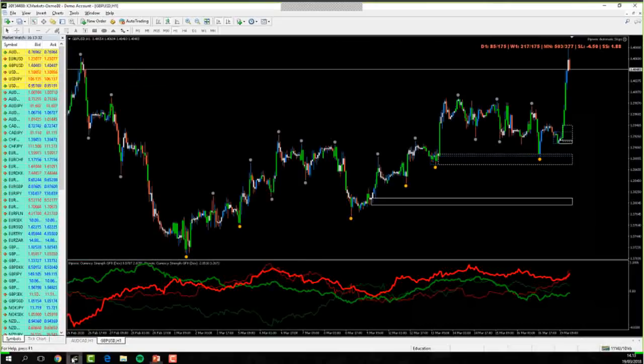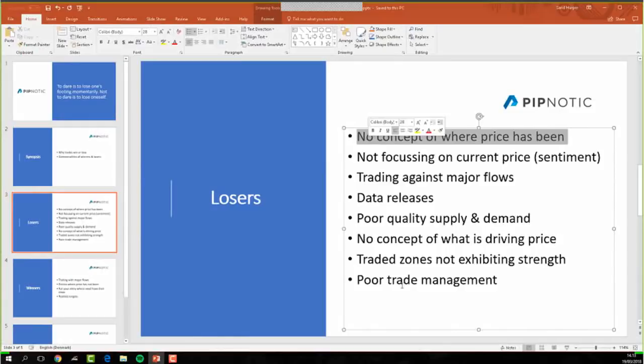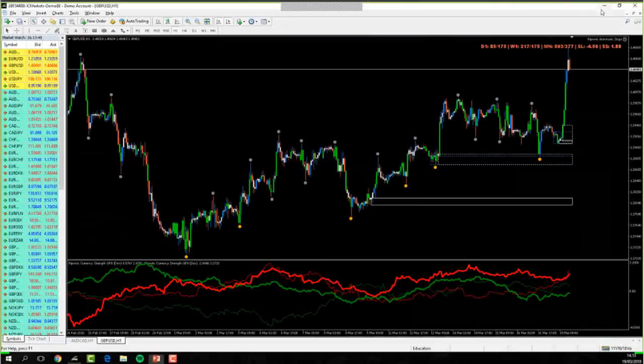Okay, and we're going to have a look at some examples now so that we can have a closer look at this. First of all, I'm going to walk through this list one by one. So the first one, no concept of where price has been. Very quickly, this is a currency strength indicator. This is the British pound. This is the American dollar. This is daily currency strength, the thick lines. And the thin lines are the same, but 4 hour. And so I'm looking at the major flows.